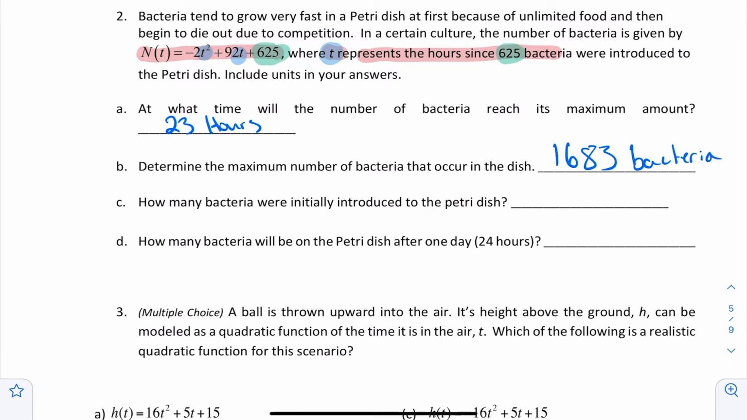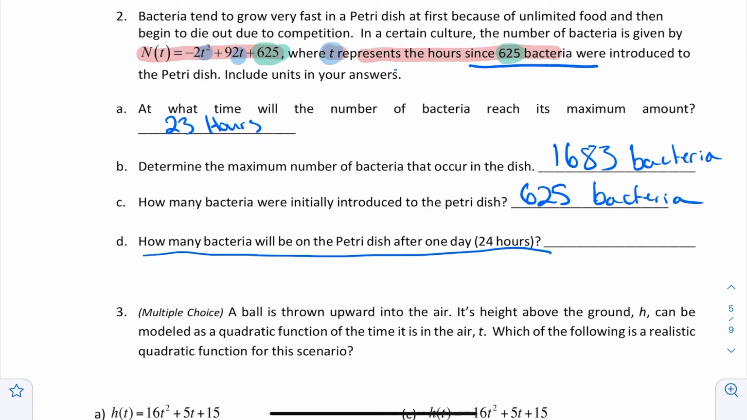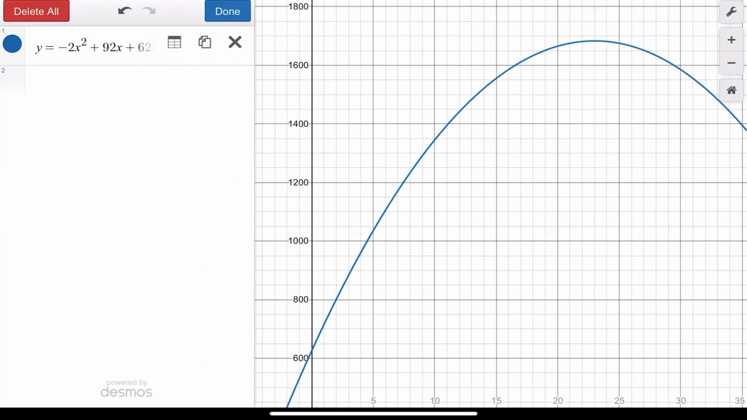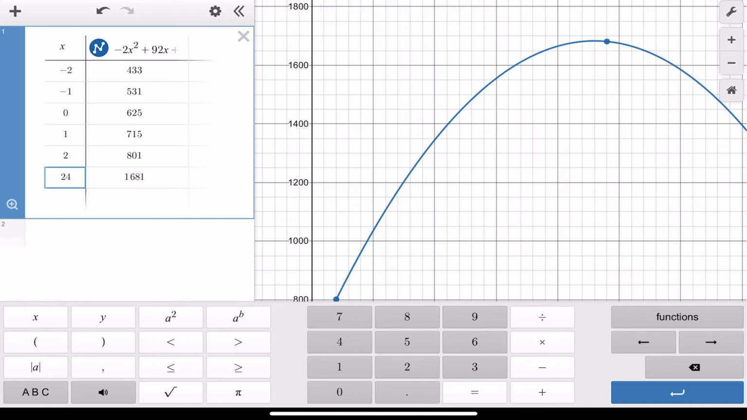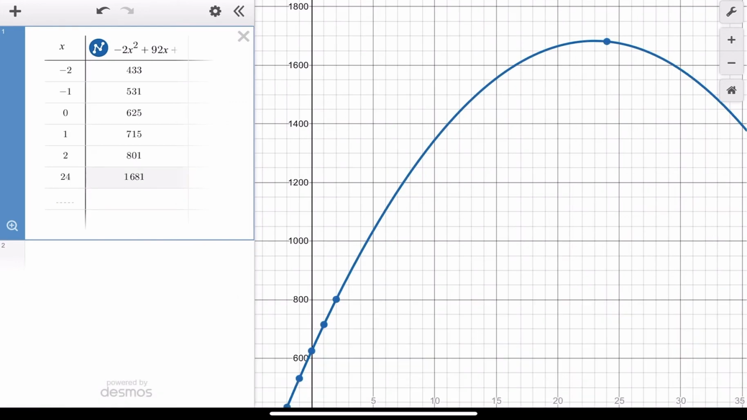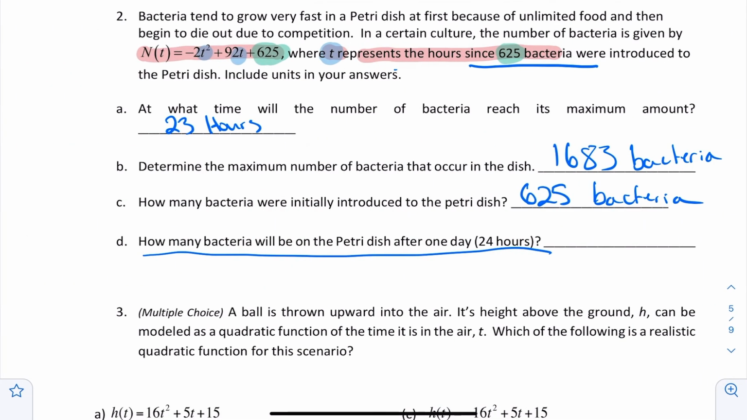We already remember that there were 625 bacteria originally introduced. And if you want to know how many there will be at any particular time, we go to Desmos, we click Settings, we make a table, we plug in 24 because it asks about how many bacteria there will be exactly 24 hours later, and I get an output of 1,681 bacteria after 24 hours. Nice.